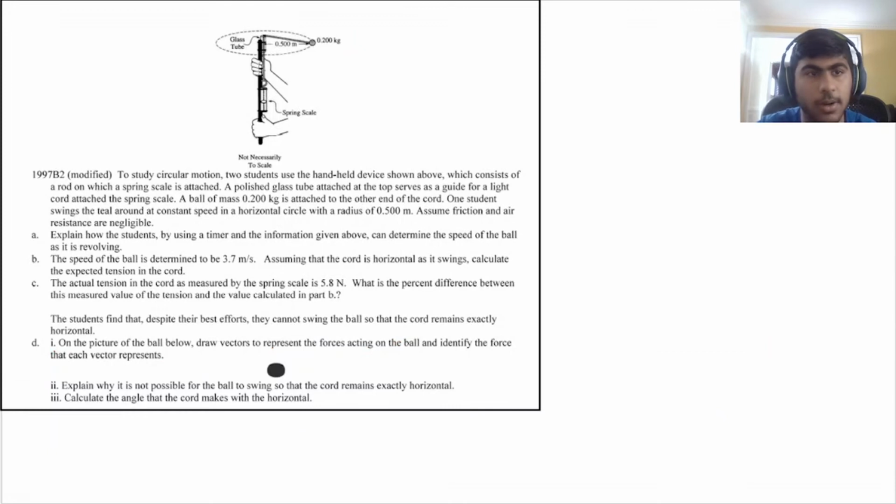Right, let's get to our last question. Alright, this looks like a tiring question. It's simply because it's so big. To study circular motion, 2 students use the handheld device shown above. Alright, what is this? Let's see what that device is. So it's a glass tube with a spring scale. They tell us 5.5 meters, that's the radius, and it's a 2 kilogram mass at the end.